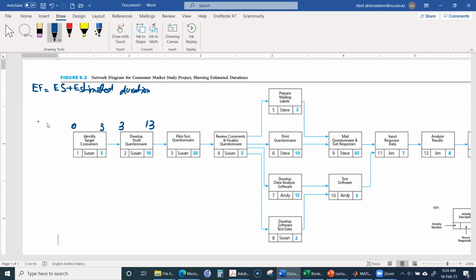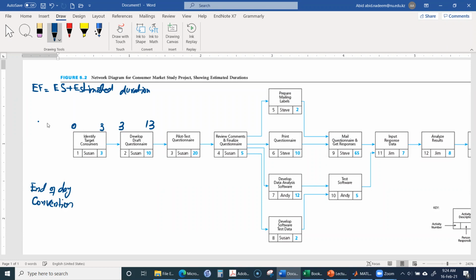Similarly, for the finishing time, this is the end of day 3. So basically, in this case, we are using the end of day terminology. This is called the end of day convention.